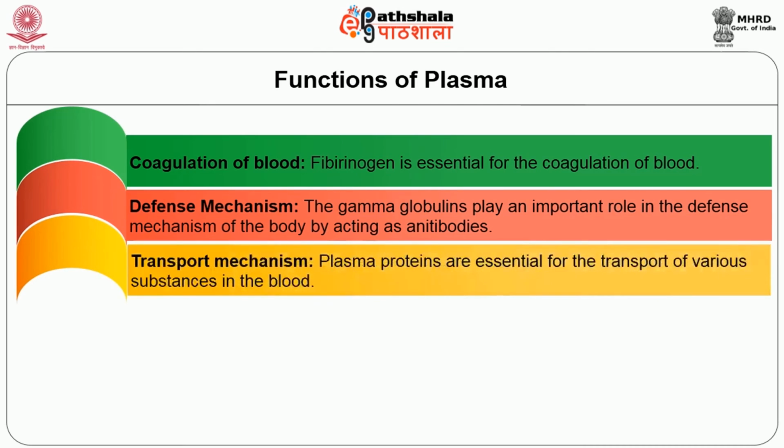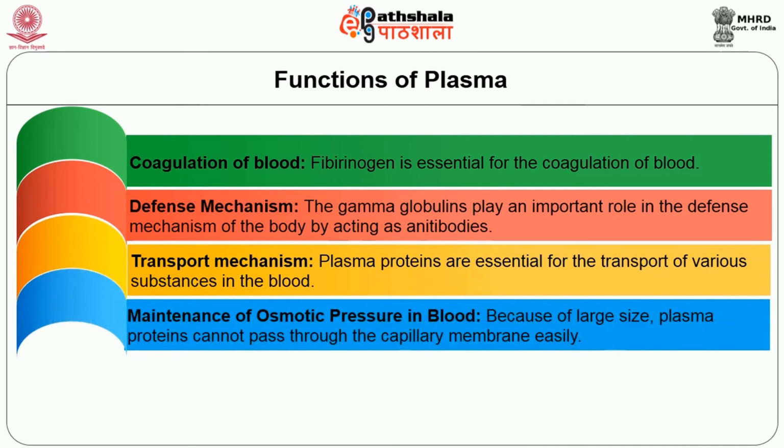Next is the transport mechanism. The plasma proteins are essential for the transport of various substances in blood. Albumin, alpha globulin, and beta globulin are responsible for the transport of hormones, enzymes, etc. Number 4 is the maintenance of osmotic pressure of blood. Because of the large size, the plasma proteins cannot pass through the capillary membrane easily and remain in the blood. In the blood, these proteins exert the colloidal osmotic pressure. The osmotic pressure exerted by the plasma proteins is about 25 millimeters of mercury.